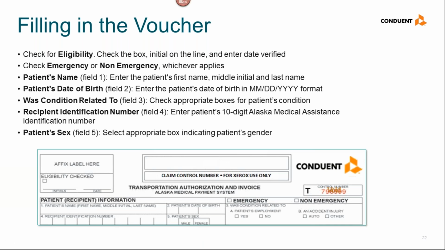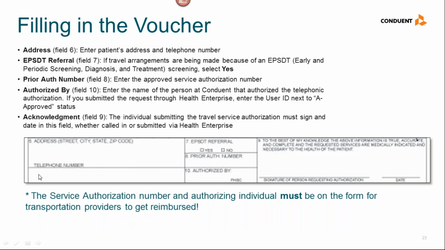If the travel, or the treatment that the person is traveling for, has anything to do with their employment or an accident or injury, just check the yes boxes or the appropriate type of injury. Otherwise, just say no there and leave B blank. Then right under that is the patient's address and their phone number. If this is a Well Child Services referral, check yes in box 7.